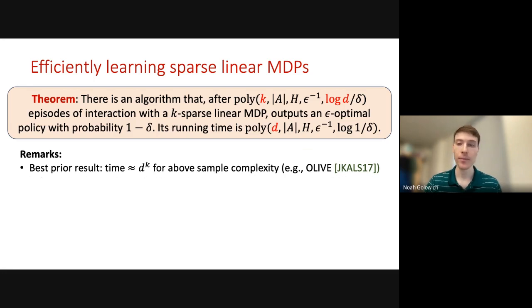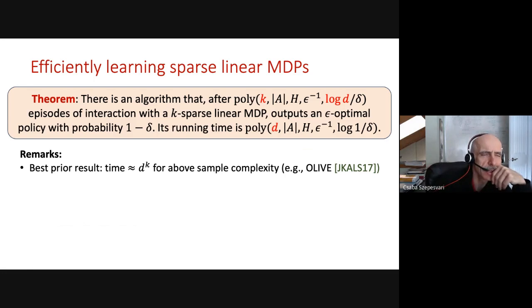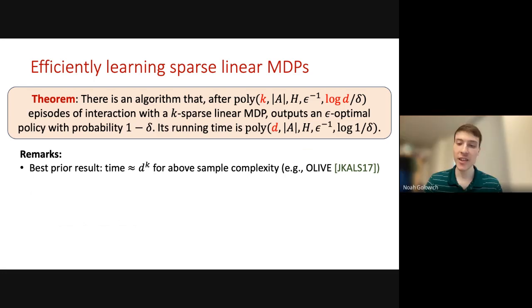But sorry, so here you're saying that the obvious bound for Olive would scale as D to the K, and are you claiming a lower bound as well, that for global optimism you will need to have this, or this is just saying that the naive bound would give this? Yeah, this is just a naive bound. I'm not claiming a lower bound. Okay, I would suspect that a lower bound probably holds.